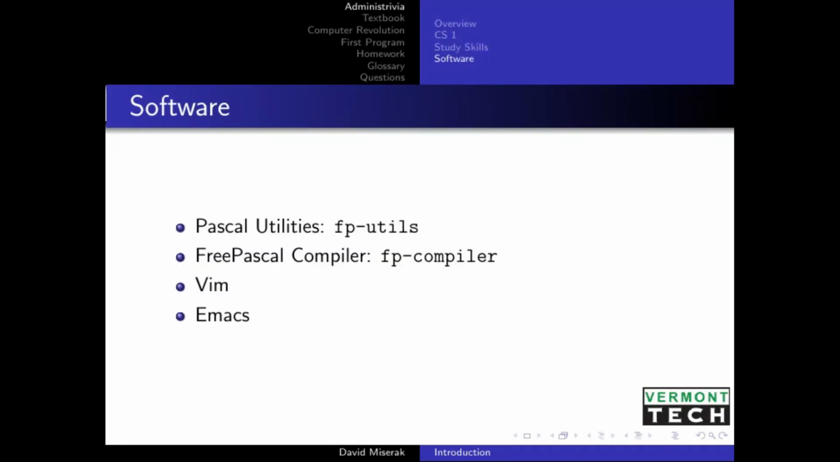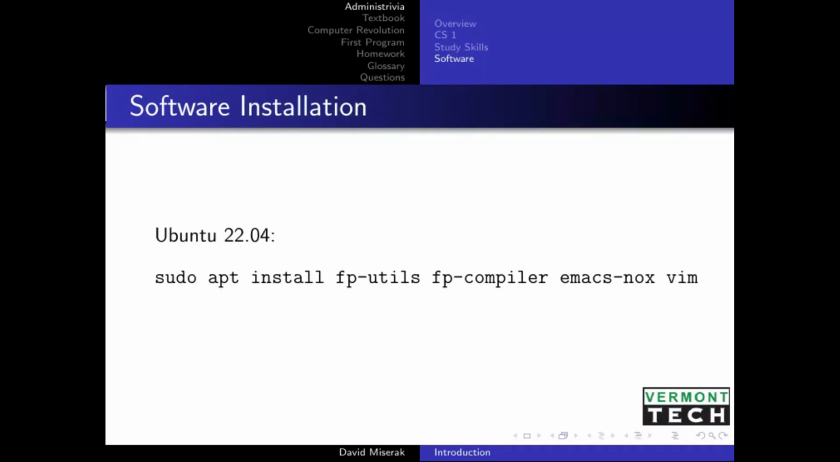We will be using free and open source software for this course. This includes the free Pascal compiler and free Pascal utilities, along with a text editor such as Vim or Emacs. Assuming you are on Ubuntu Linux 22.04, to install the required software, you will have to run as superuser the apt command to install the required software.